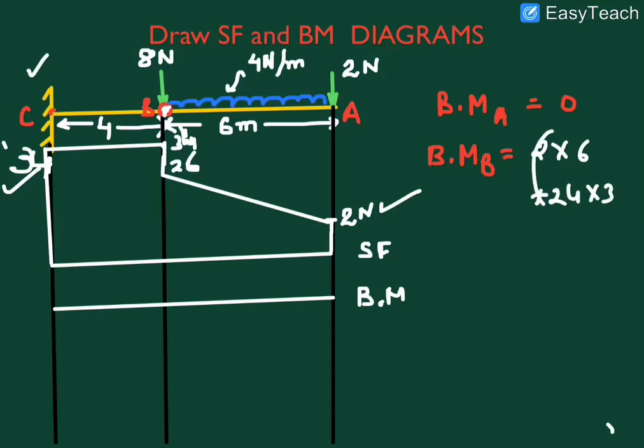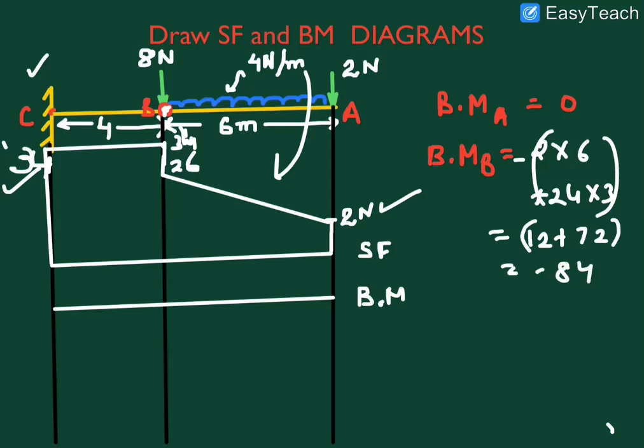Now this whole value is negative as the force is acting in the downward direction and this beam is rotated like this, so we are assuming this bending moment is negative. Means 2 6 12, 12 plus 3 4 12, 1 carry, 3 to the 6, 72, plus this, so this is minus 84. Okay, now we have to calculate the bending moment at point C.